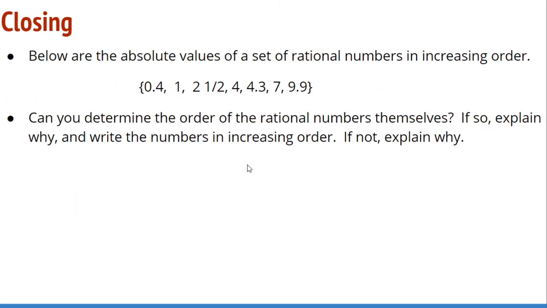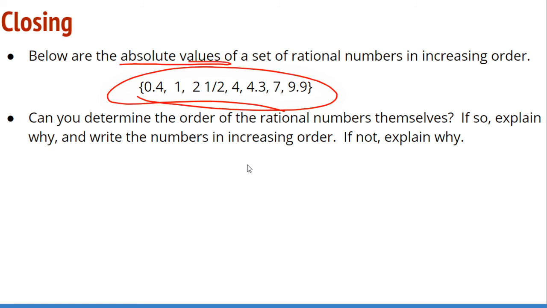Below are the absolute values of a set of rational numbers in increasing order, so they're going from least to greatest. Can you determine the order of the rational numbers themselves? If so, explain why and write the numbers in increasing order. If not, explain why. So they give us a set of numbers and they say, can you tell me what order their rational numbers were? So these are absolute values. They found the absolute value of some numbers and they put these absolute values in order from least to greatest.